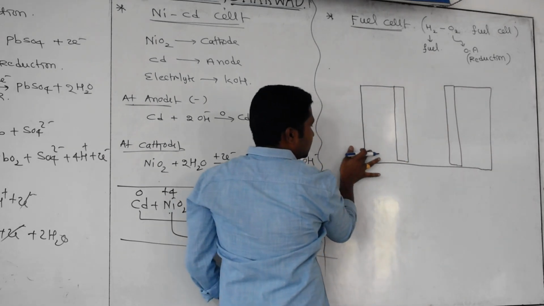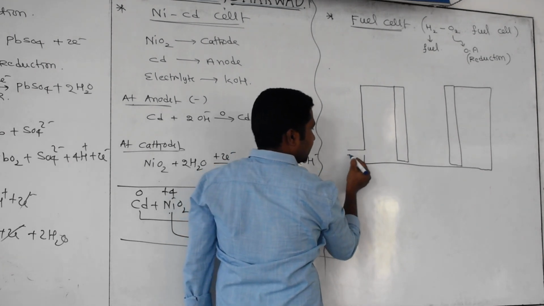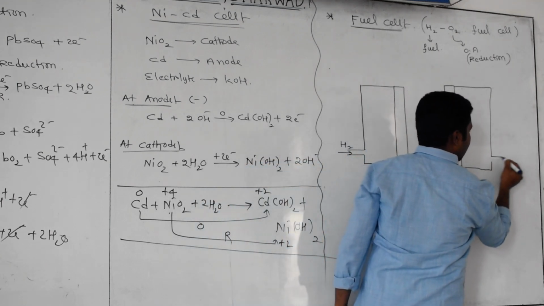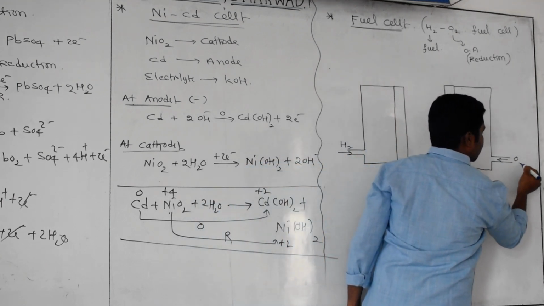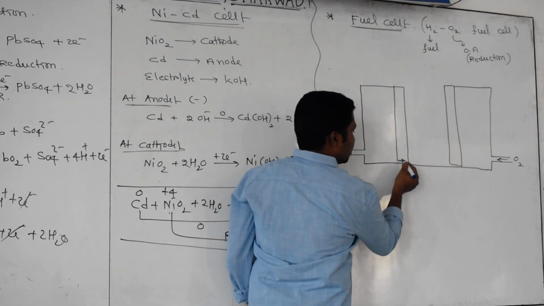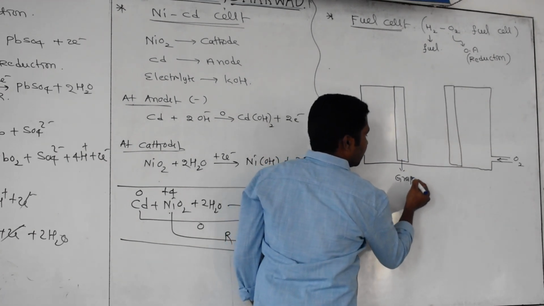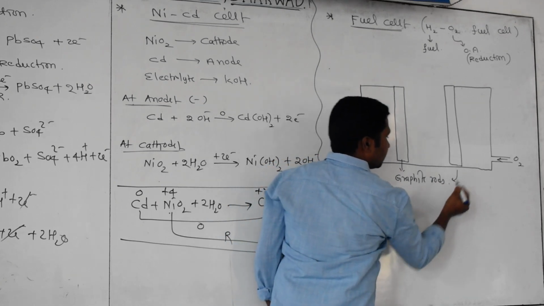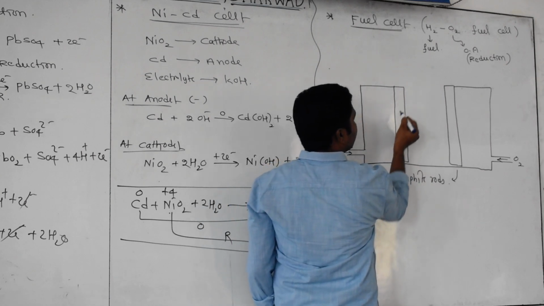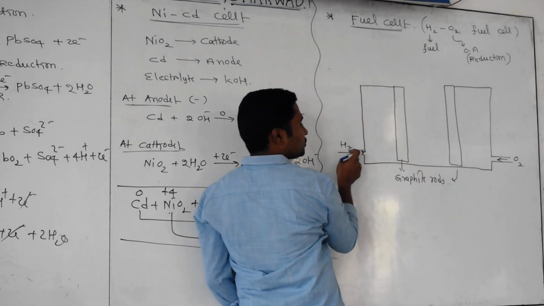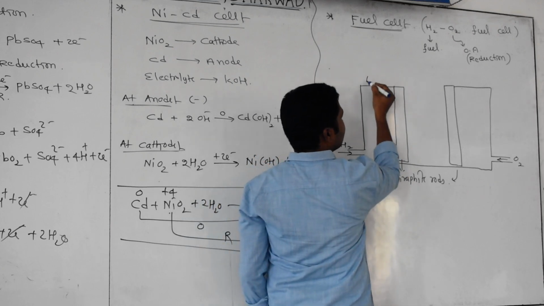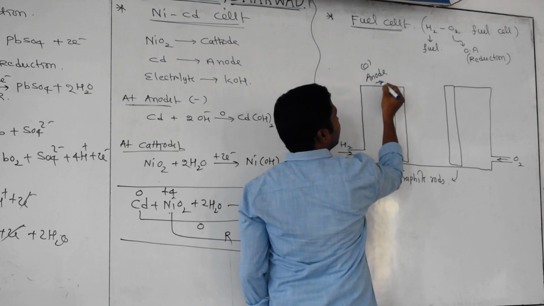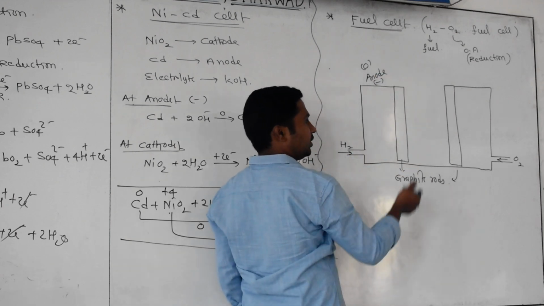After that, from the left hand side, we have one inlet for the supply of hydrogen gas. On the right side we have one inlet for the supply of oxygen gas. These are nothing but graphite rods with micro level holes. Now, what is happening? The graphite rod which is in contact with hydrogen will act as the anode. Anode means oxidation. Which charge will the anode get? Negative. I will explain how this happens.